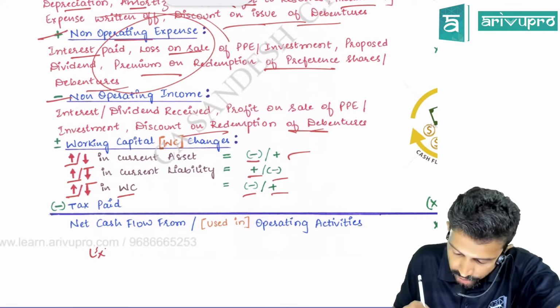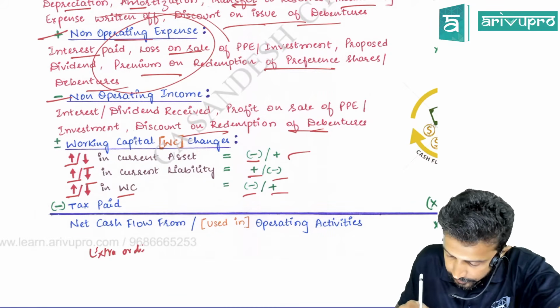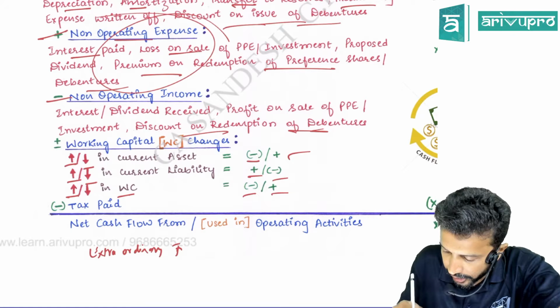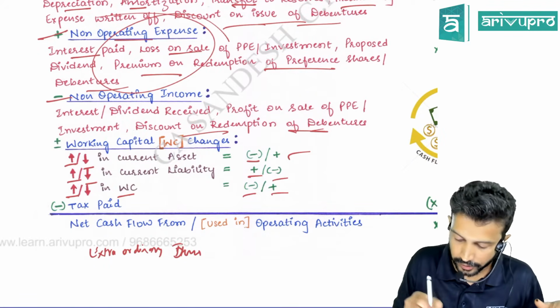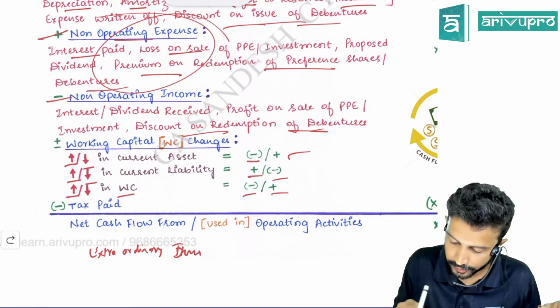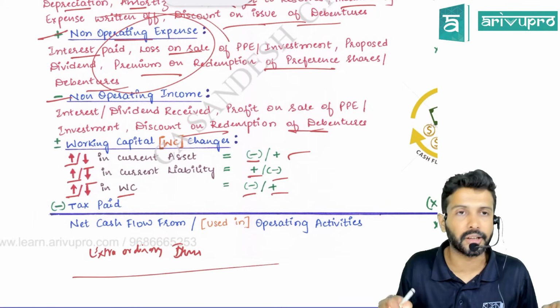If there are any extraordinary items, like insurance claim received, you have to show them separately at the fag end. In fact, tax paid also should be considered. After that, you'll get the cash flow from ordinary activities. Then consider extraordinary activity.